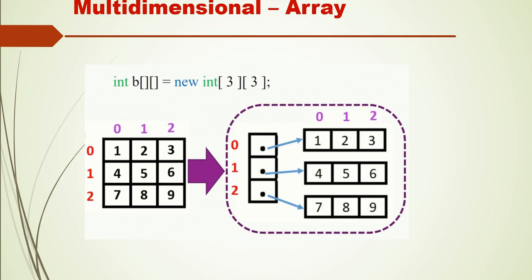First we have to consider the first row, that is 0. In this row 0, the columns are first column, second column: 1 2 3. Then the second row, that is index value 1, and the columns 0 1 2 contain the values 4 5 6. And the last row, that is index value 2, contains the values 7 8 and 9.